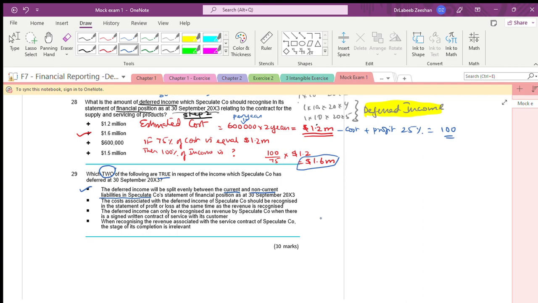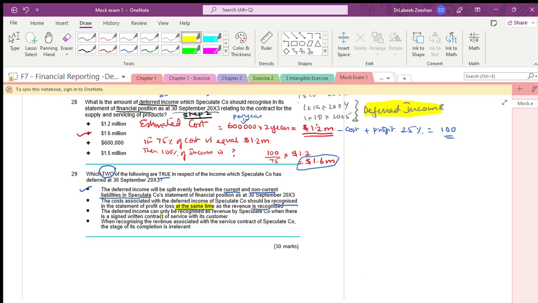The cost associated with the deferred income should be recognized in the statement of profit or loss at the time of revenue. This is very important. Deferred means when during the year it is concerned. At the time it is.